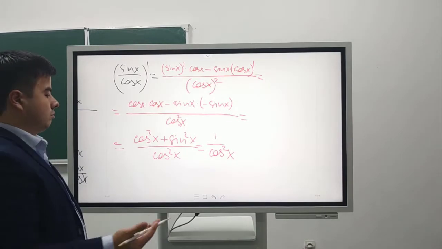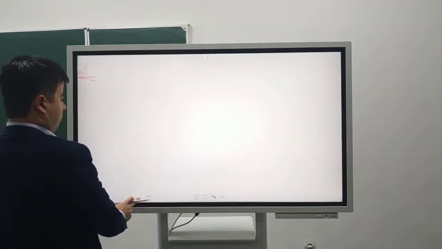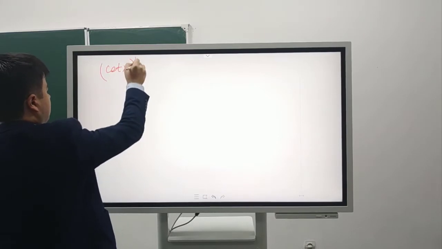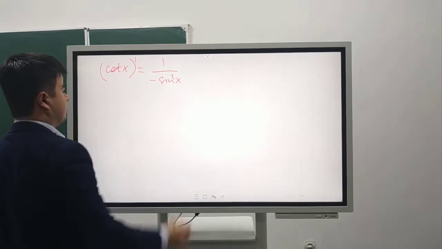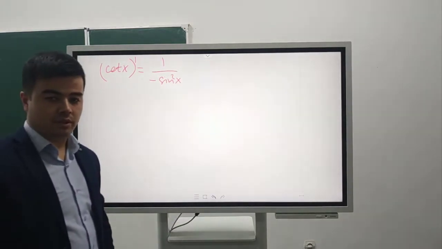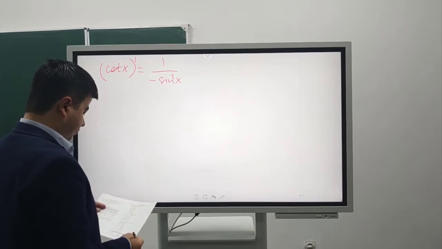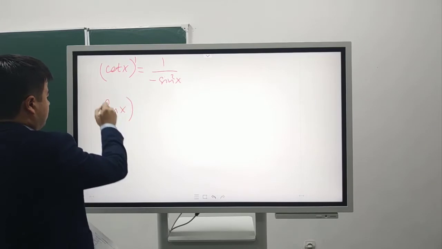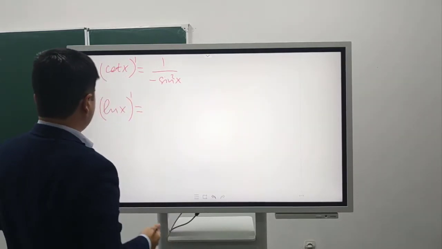Okay, now similarly we can find for cotangent x. It is 1 over minus sine squared x now. You can prove by yourself this one also. Okay, now next ones. For natural logarithm, here we have just 1 over x.